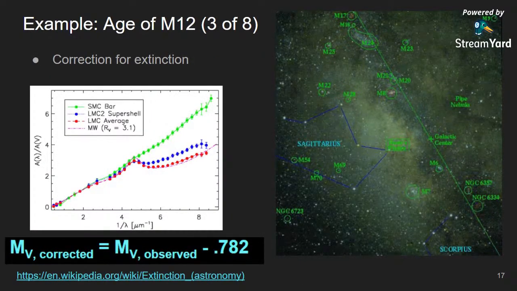So the next step is you have to do a couple corrections. If you look at the image to the right, this is just showing more like a wide field view, kind of looking at our galaxy, and there's various clusters pointed out here. But the point is when we're looking at most of the globular clusters in our galaxy, a lot of them are in the disk region, and so you have to correct for something that's called extinction.